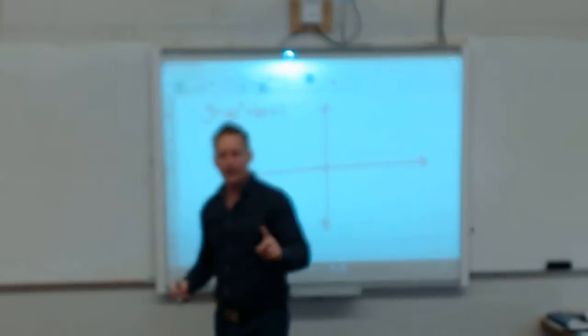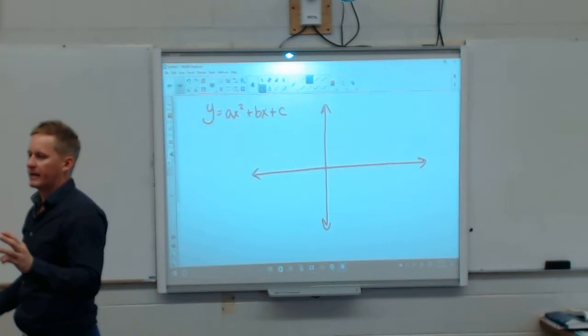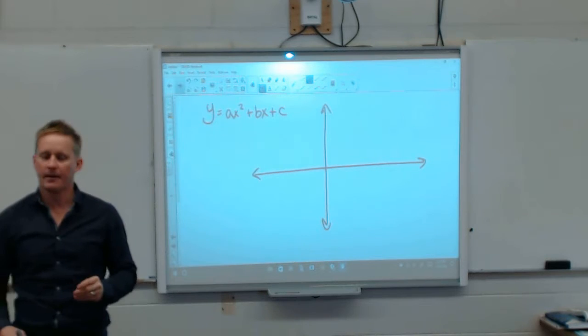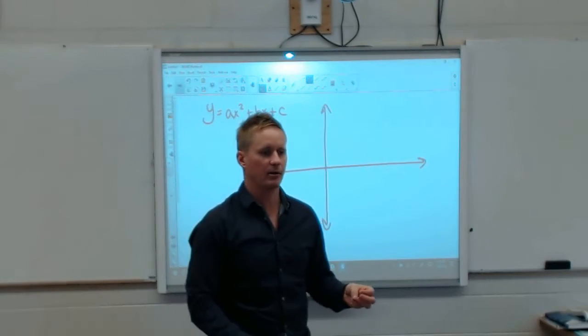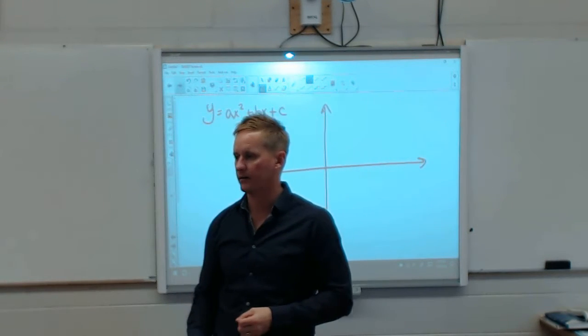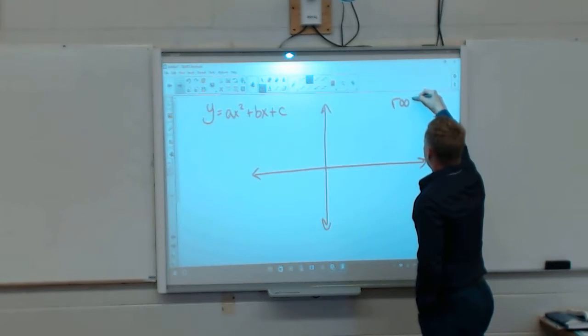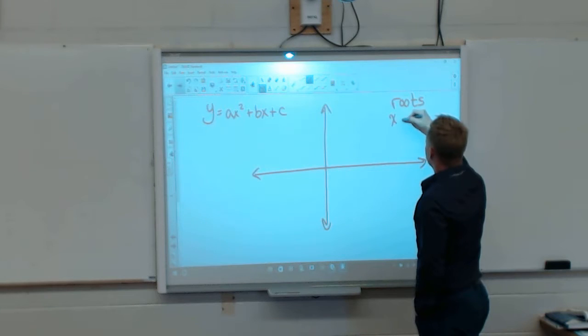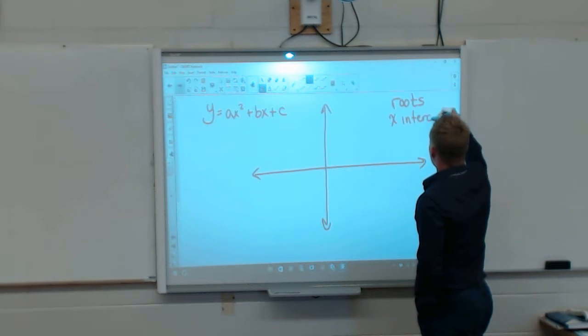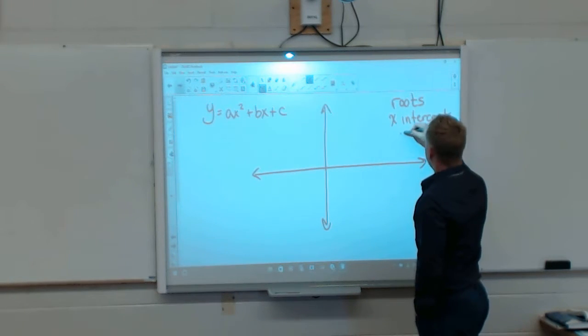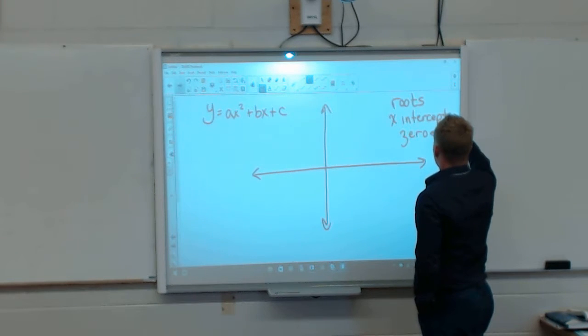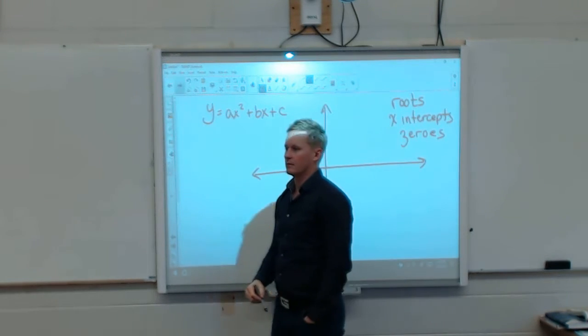Okay. The reason I'm telling you what the third is, because when you use your calculator, you need to know what the third one is, because that's how you look for it. Okay? Roots, x-intercepts, not zebras, zeros.